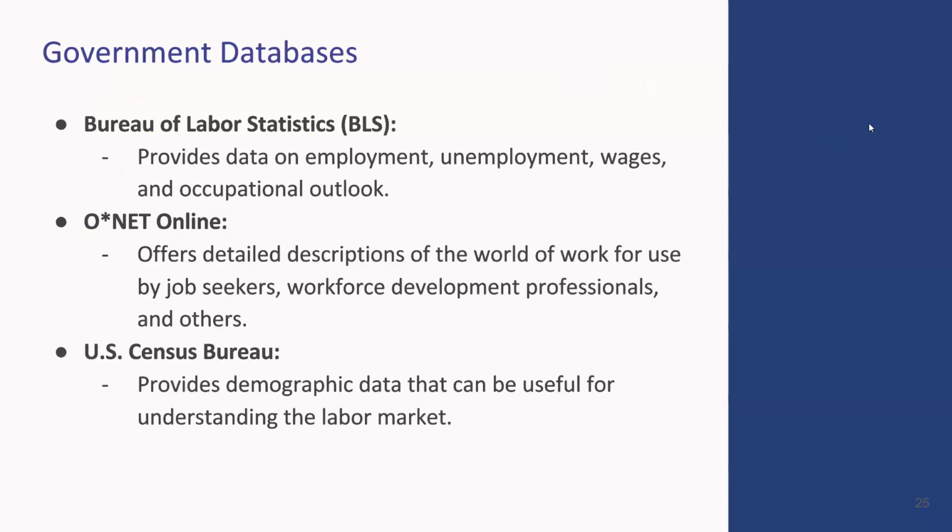Some examples of government databases are the Bureau of Labor Statistics, O*NET Online, and the U.S. Census Bureau. The Bureau of Labor Statistics provides data on employment, unemployment, wages, and occupational outlook. O*NET Online offers detailed descriptions of the world of work for use by job seekers, workforce development professionals, and others. The U.S. Census Bureau provides demographic data that can be useful for understanding the labor market.